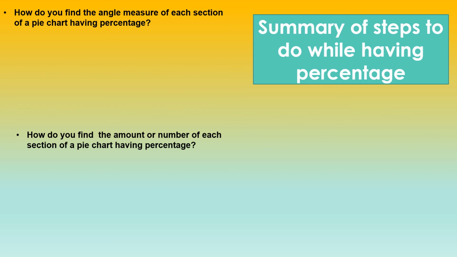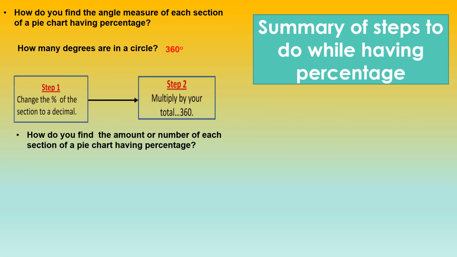Now, let's summarize the steps to do while having percentage based on these two questions. How do you find the angle measure of each section of a pie chart having percentage? To find the angle measure, I have to know that how many degrees are in a circle is 360, so that's our total number. Then step 1, I'll change the percentage of the section to a decimal and then I multiply it by 360. Why multiply by 360? Because he asked you about the angle measure, so that's the total number of the angle measured.